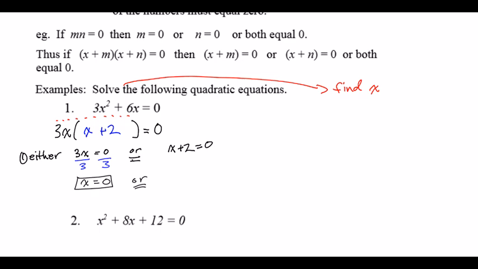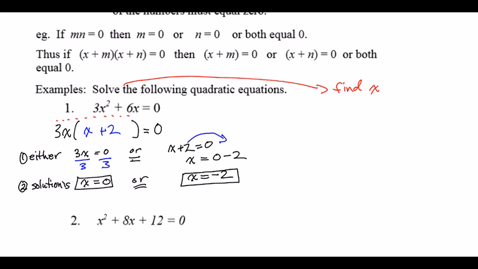Or, for the second equation, x plus 2 equals 0, we move this plus 2 to the other side, just like before when we were solving equations. So we have x is equal to 0 minus 2, which simplifies to x is equal to negative 2. The solution is x equals 0 or x equals negative 2.